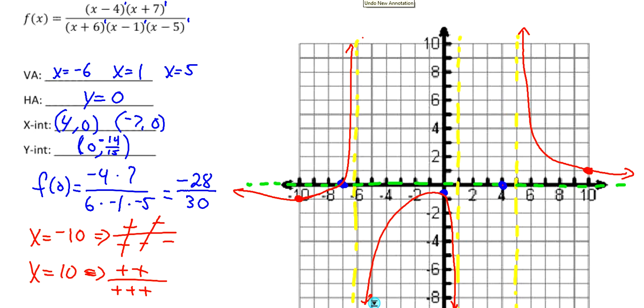So I can pick any number between 1 and 5, but I can't pick 4. I can't pick 1 because 1 is on an asymptote. So I'm going to pick the next best number, which is 2.